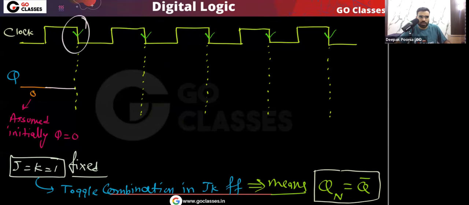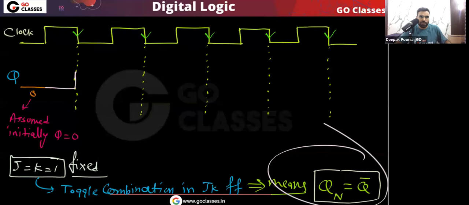Now you can see at this falling edge, the JK flip flop will respond to the input, and the input is JK equal to 1 1. So this is the toggle combination. It means the next state will be the complement of the present state. At this falling edge, the present state Q equal to 0. So the next output of the JK flip flop will become 1. Yes or no? So here you can see it will toggle. Very simple. Because JK equal to 1 1 is the toggle combination.